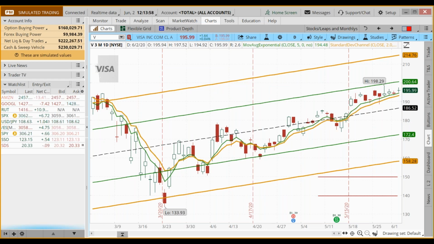Does Tastyworks have these tools? Tim's saying, I don't use Thinkorswim. You know, I wouldn't be a bit surprised Tastyworks does, Tim. They are somehow affiliated with TD Ameritrade, I think.